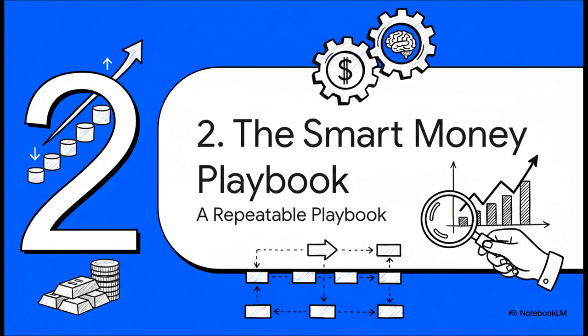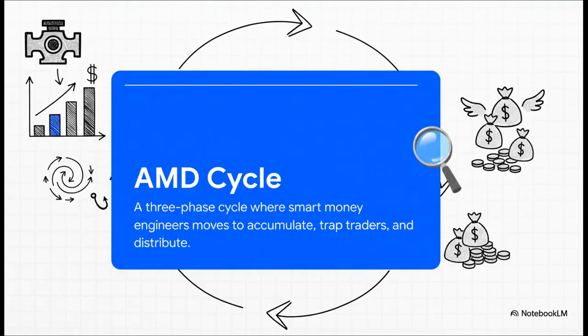See, these moves aren't just market noise. A lot of the time, they're actually part of a very deliberate, very repeatable playbook that's used by large institutions, what a lot of traders call smart money. And this is that playbook. It's called the AMD framework. That stands for accumulation, manipulation, and distribution.